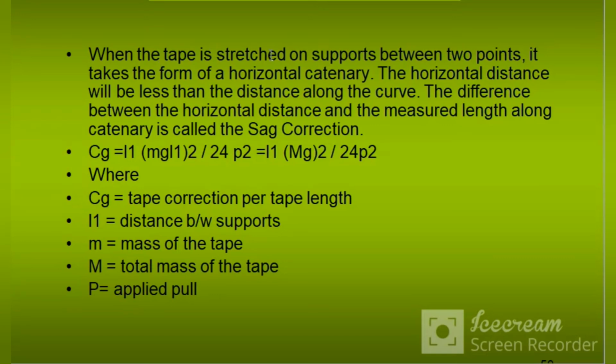When the tape is stretched on supports between the 2 points, it forms a horizontal catenary. The horizontal distance will be less than the distance along the curve. The difference between the horizontal and the length along the catenary is called the sag correction. This is its equation.